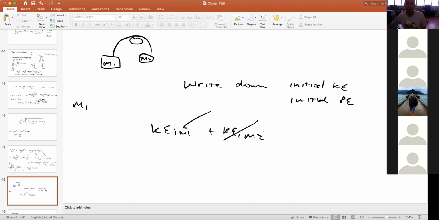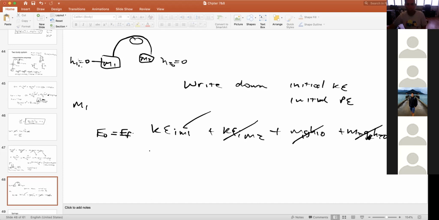Okay. What is the potential energy? M1 G1 H1 initial, M2 G2 H2 initial. Well, here's where it's a little tricky, because you can assume that H1 is 0 and H2 is 0 initially. You can assume their initial heights are 0. That's totally up to you. That would make all of this 0. Now that initial energy has to be equal to the final energy.